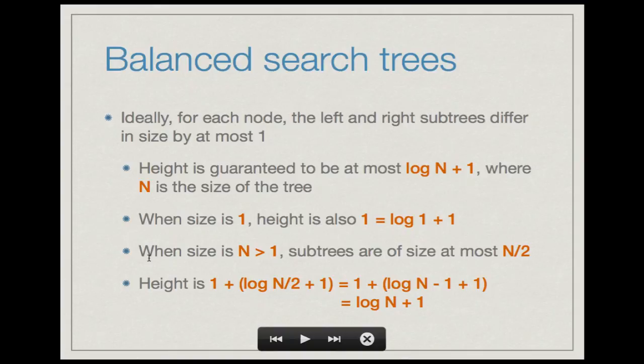When the size of the tree is n greater than 1, then observe that both subtrees are of size at most n by 2. Because if each subtree is of size greater than n by 2, then the tree itself would be of size greater than n. And now, inductively, we can see that the height of each subtree is log n by 2 plus 1, which is the same as log n minus 1 plus 1, which is the same as log n. And therefore, the height of the tree itself, which is 1 plus maximum of the height of the two subtrees, is 1 plus log n.